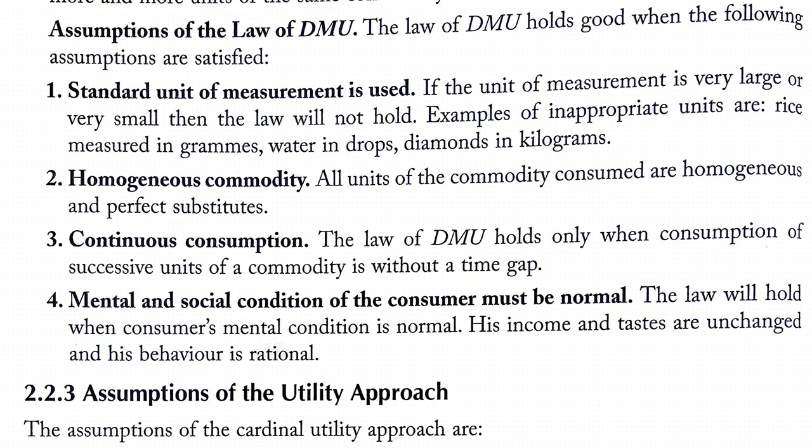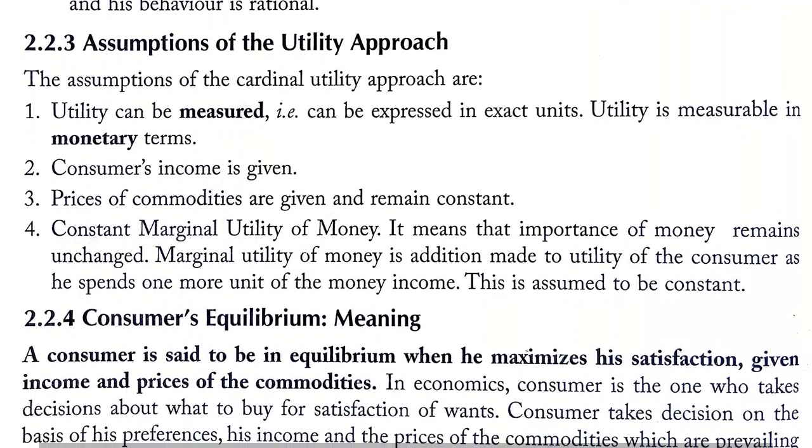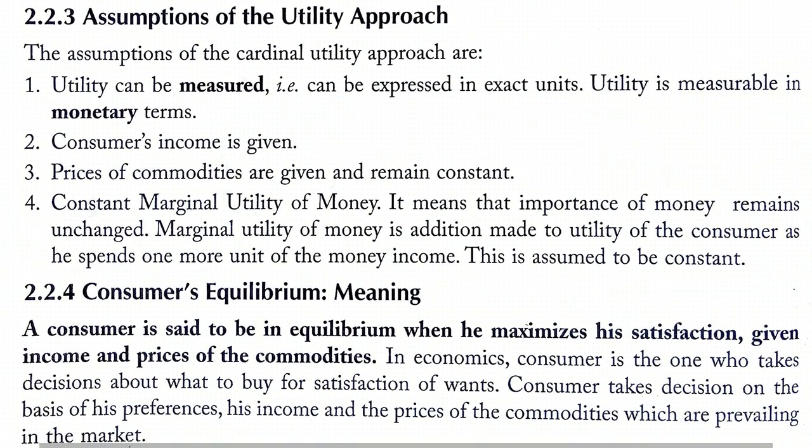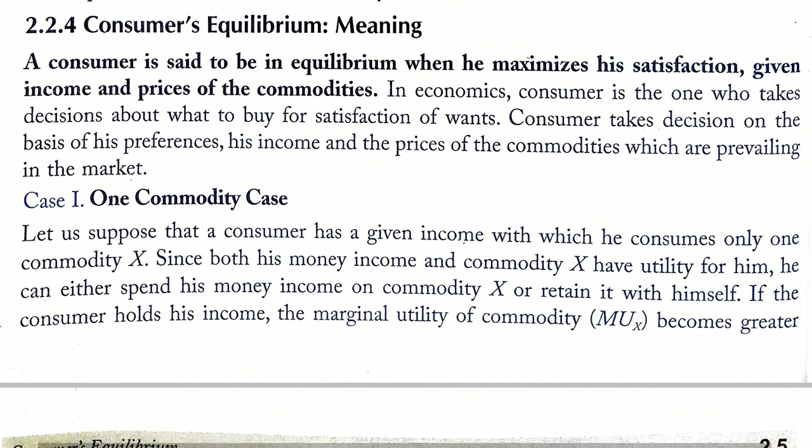more and more units of the same commodity, the utility derived from each successive unit of that commodity declines. And the utility approach says that we can measure utility. It can be measured in monetary terms or in terms of numbers. So that is also called the cardinal concept. Coming to that cardinal concept only, equilibrium.